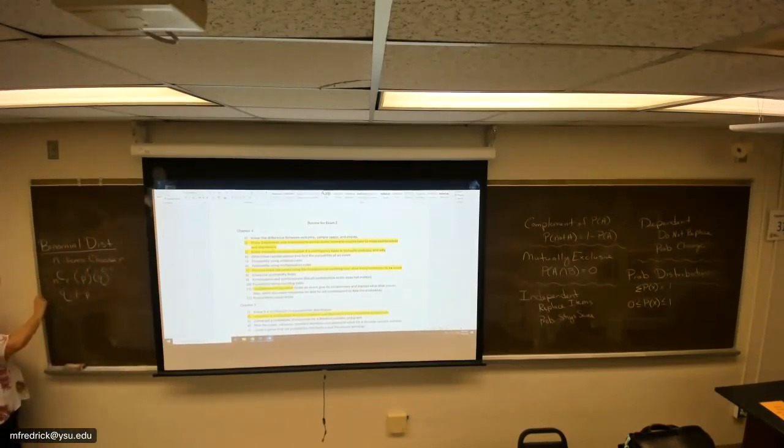So this is your formula, and you'll have to write it out, plug in the values, and then just use the calculator to solve it. So you don't have to memorize the combination forms. Use your calculator.